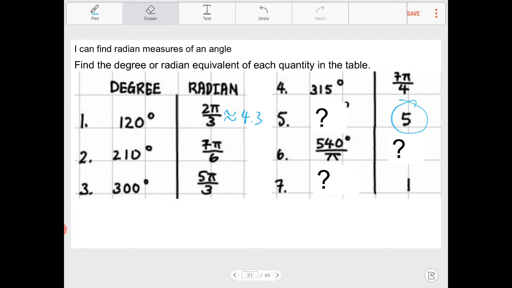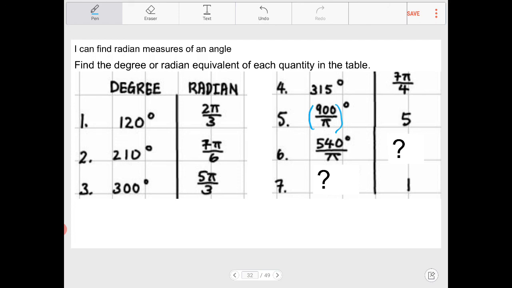Therefore, if I want to figure out what 5 radians is back in degrees, I will simply take 180 over pi and multiply that by 5. So that's 900 over pi degrees. If I wanted to figure out what this is numerically, I would take 900 and divide it by pi.